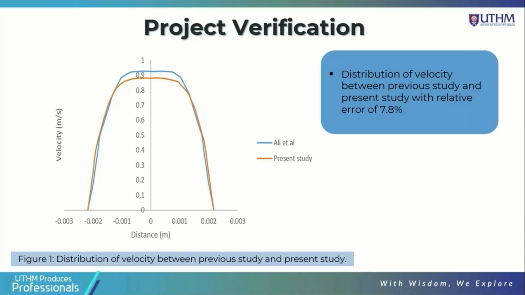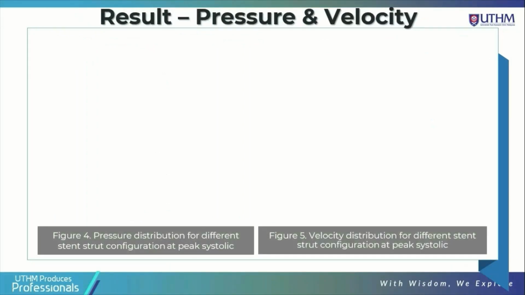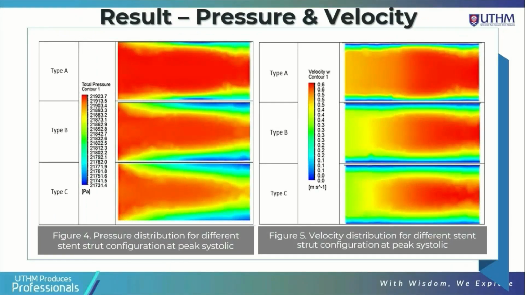From the calculation, the relative error is approximately 7.8% and acceptable due to the pattern of the results being quite similar as illustrated in the figure. The results for pressure and velocity for different types of stents.